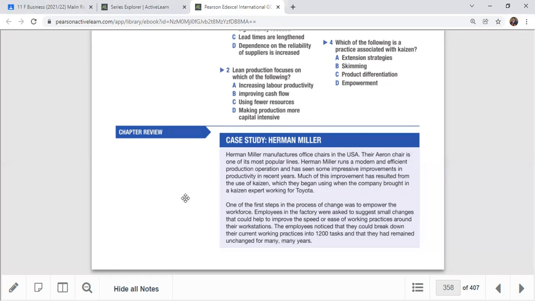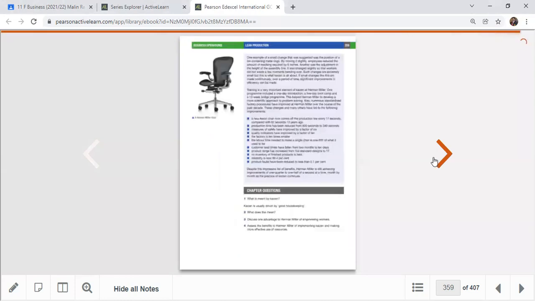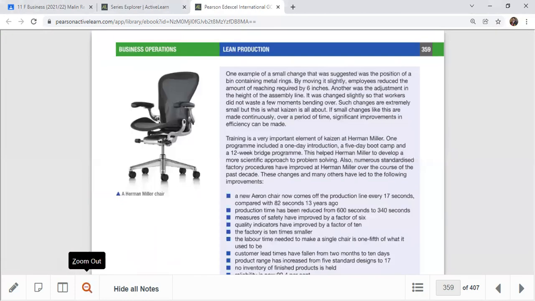The employees noticed that they could break down their current working practices into 1,200 tasks and that they had remained unchanged for many, many years. One example of a small change that was suggested was the position of a bin containing metal rings. By moving it slightly, employees reduced the amount of reaching required by 6 inches.